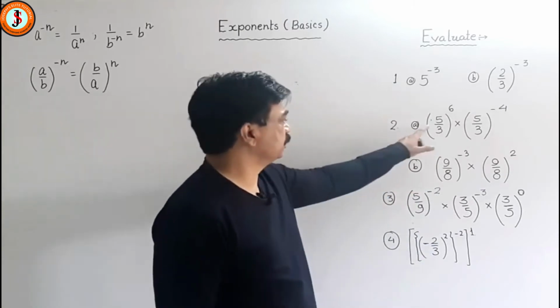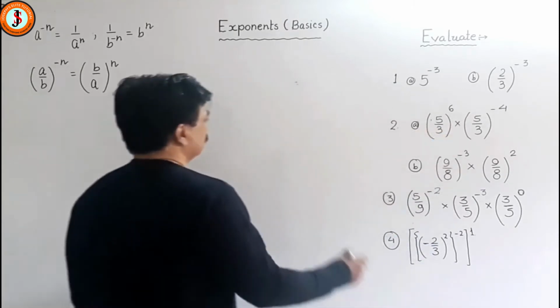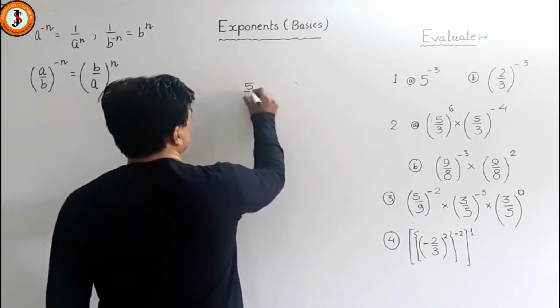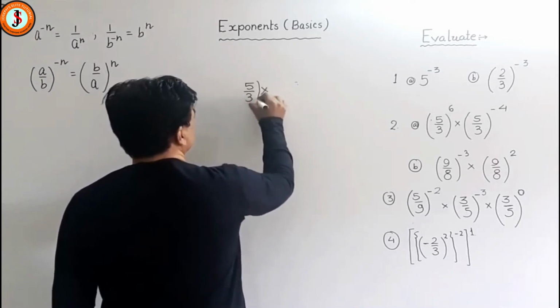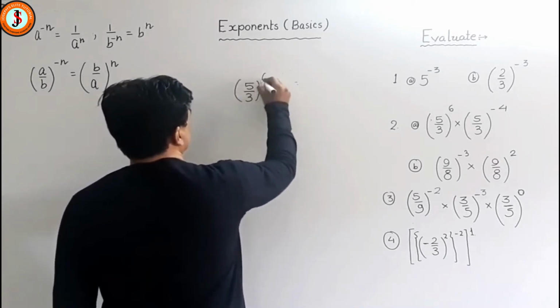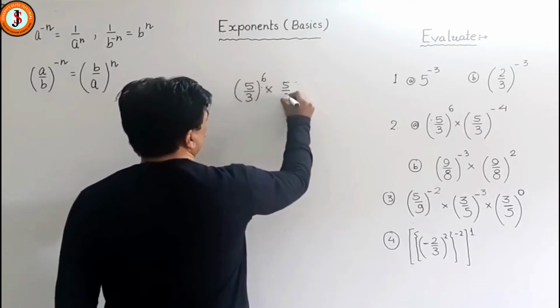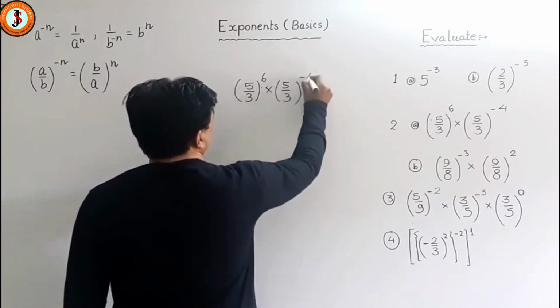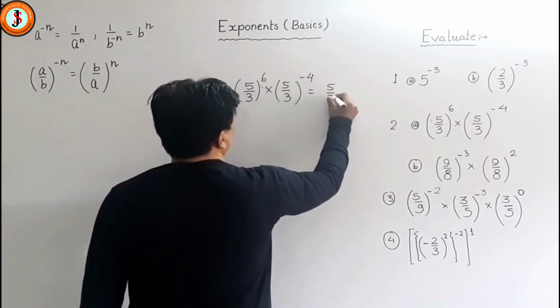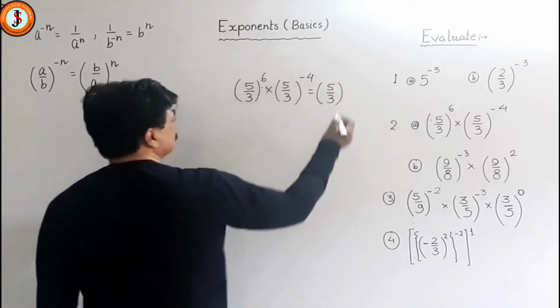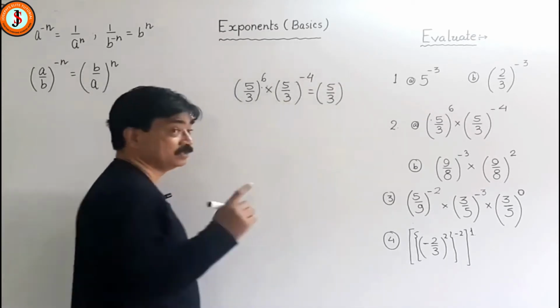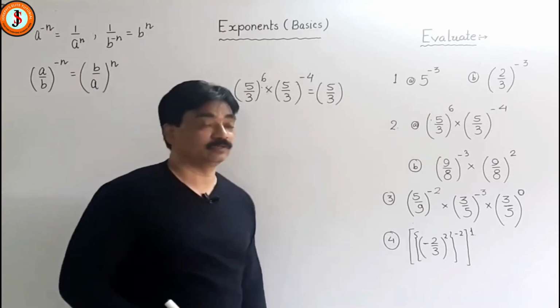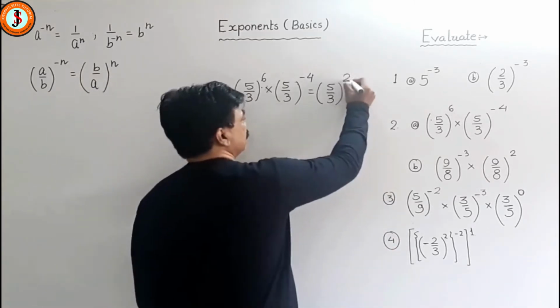But suppose we know the laws, no? The product of two numbers with powers or exponents: in a product, you add the powers. So 5 by 3, then you add 6 and minus 4. 6 and minus 4 should be added. So when 6 minus 4 are added, what is this?